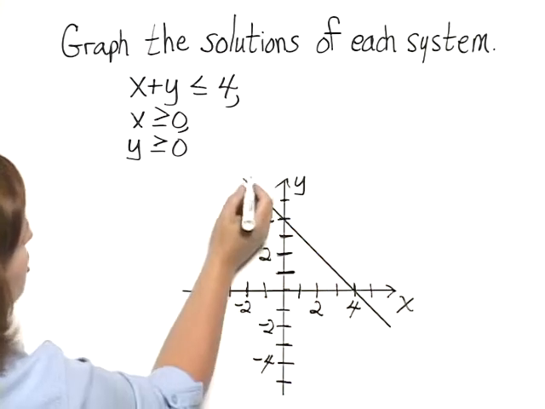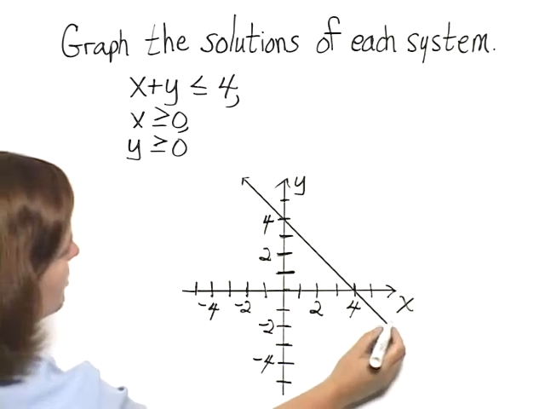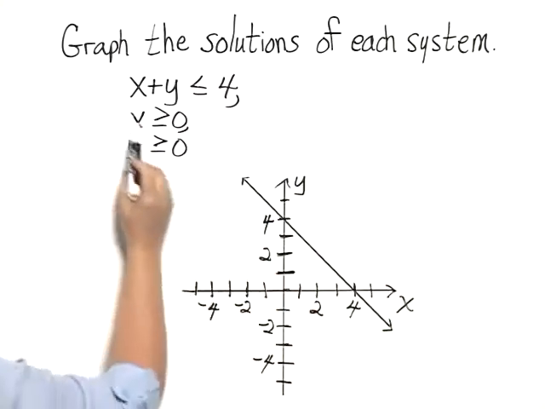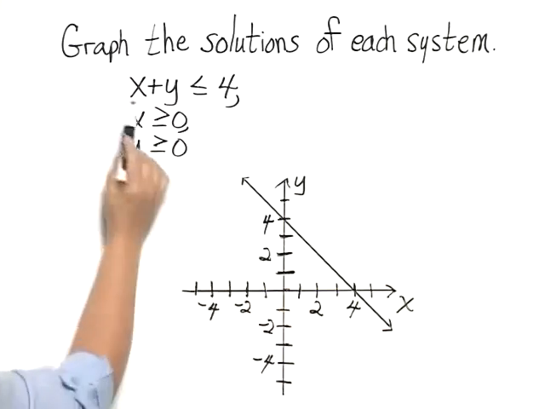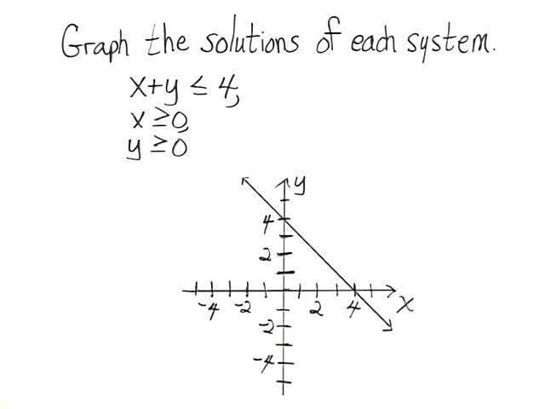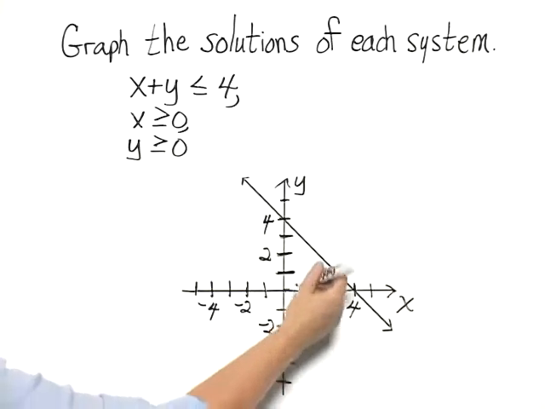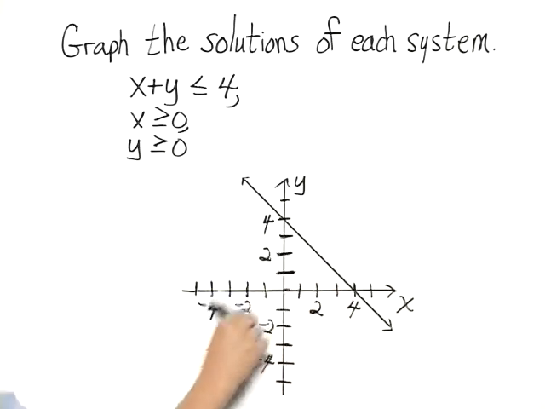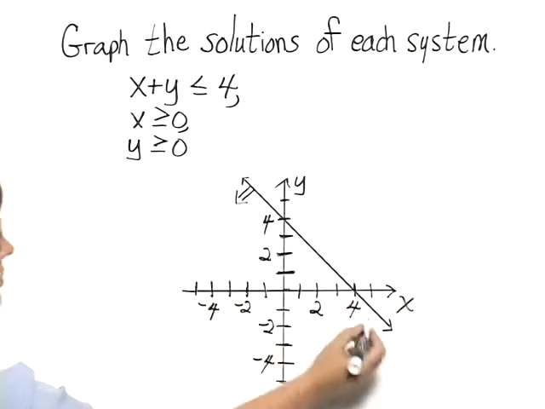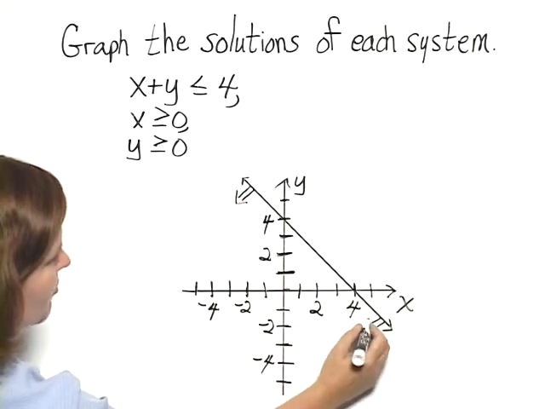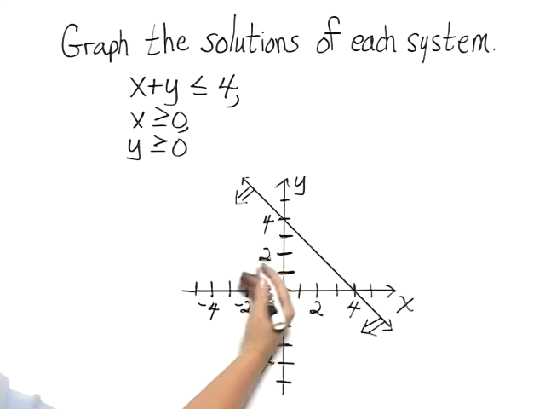And then let's just determine which side of this we would shade. We want x plus y is less than or equal to 4. Well, the point 0, 0, we'd have 0 plus 0. That is less than or equal to 4. So we would shade this side of the line. And I'm going to just draw some direction arrows on this near the end of my line to indicate that I would shade on this side of that line.